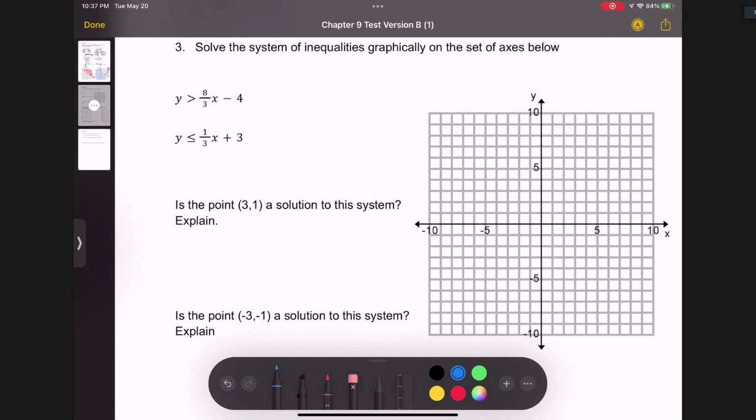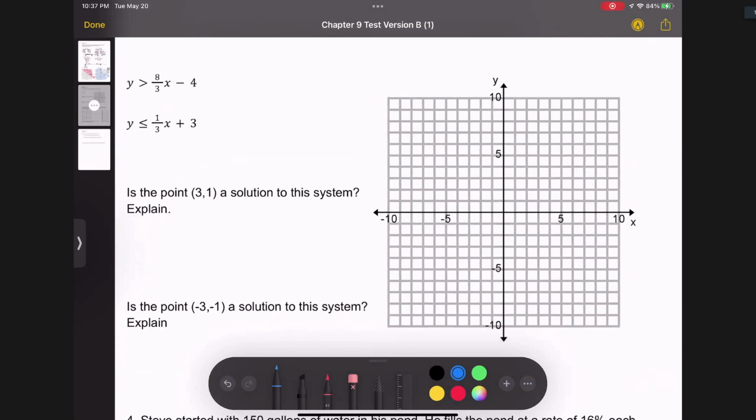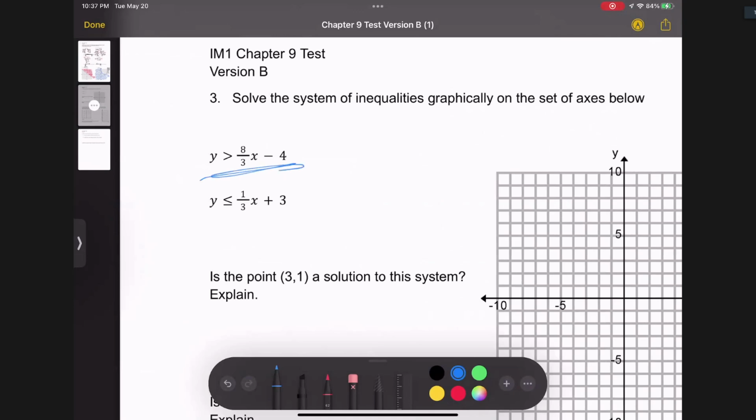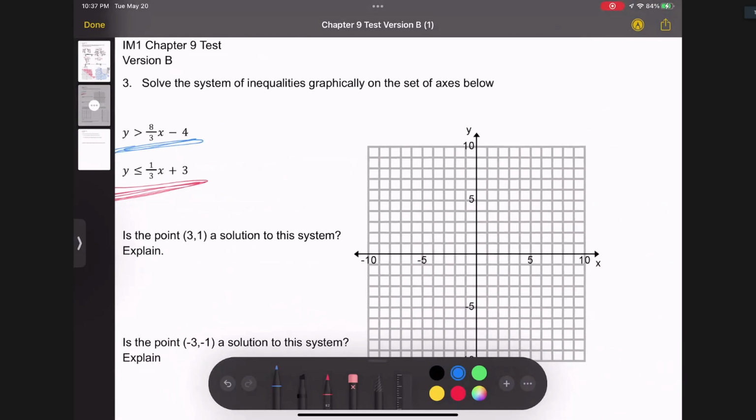Now, I'm going to be doing the shorter way so I don't have to go about it again. If you want to do the longer way, you can. That's up to you. I'm going to graph this one to be blue and this one to be red. So the blue one, it is going to be -4 right here.